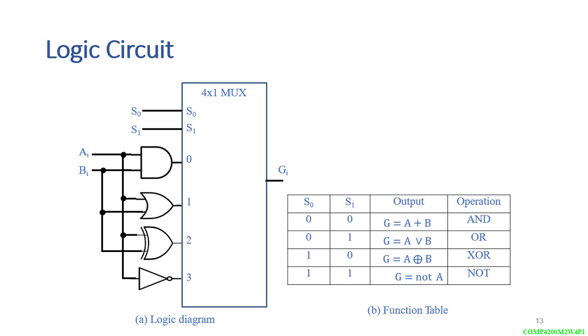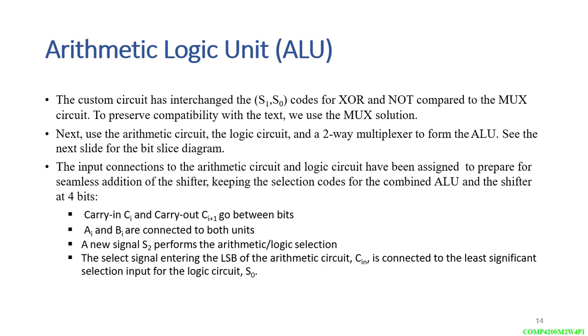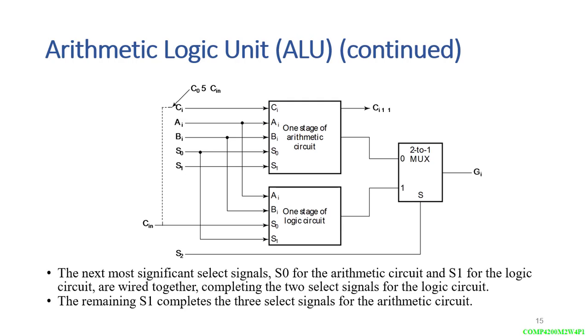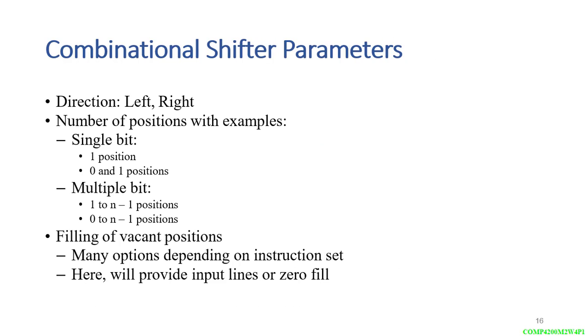As for the logic circuit, you can see it's quite simple. We have an AND, an OR, an XOR, a NOT. Put them all together through a multiplexer and combine them. You get basically an ALU, which will look something like this. So this is our ALU circuit.